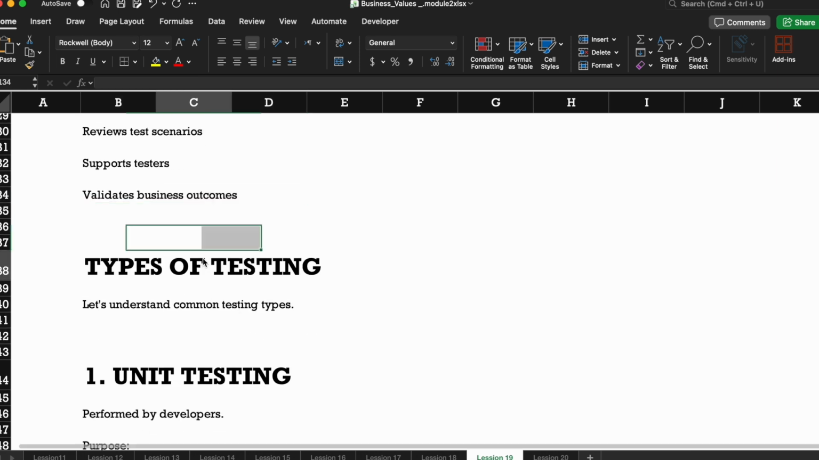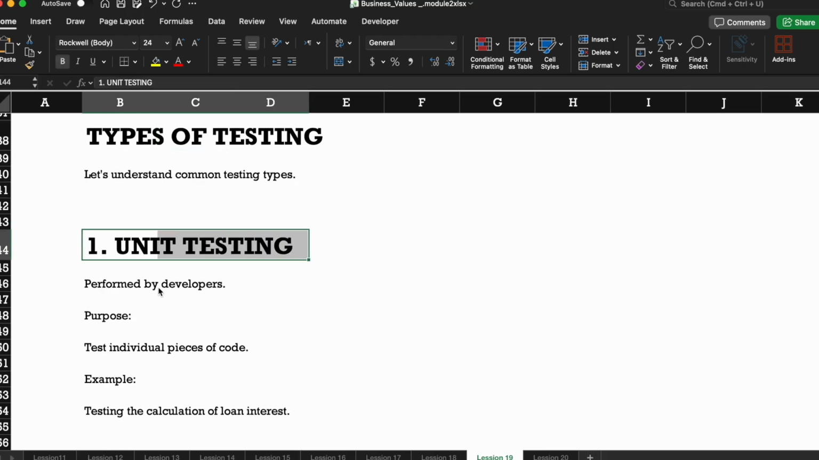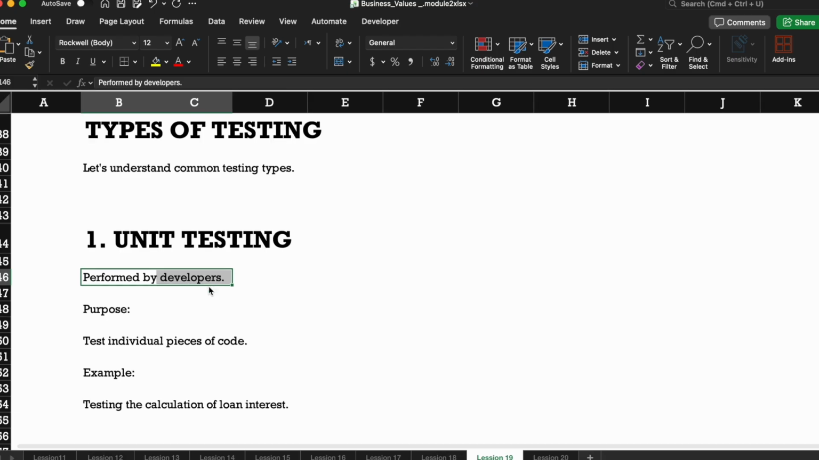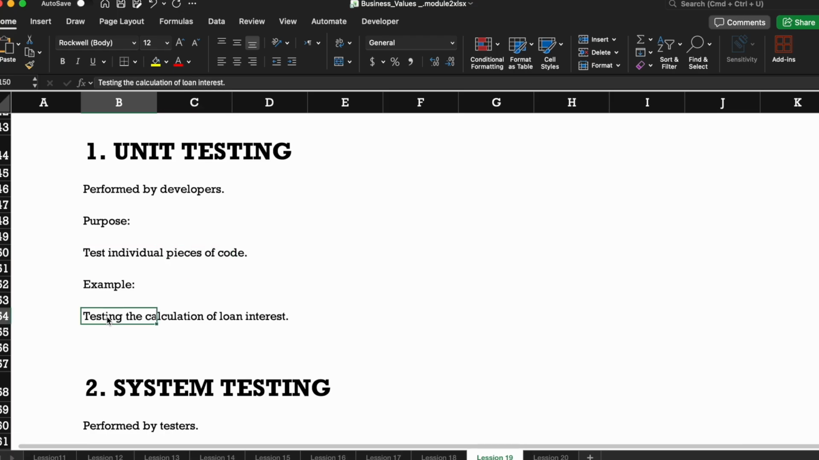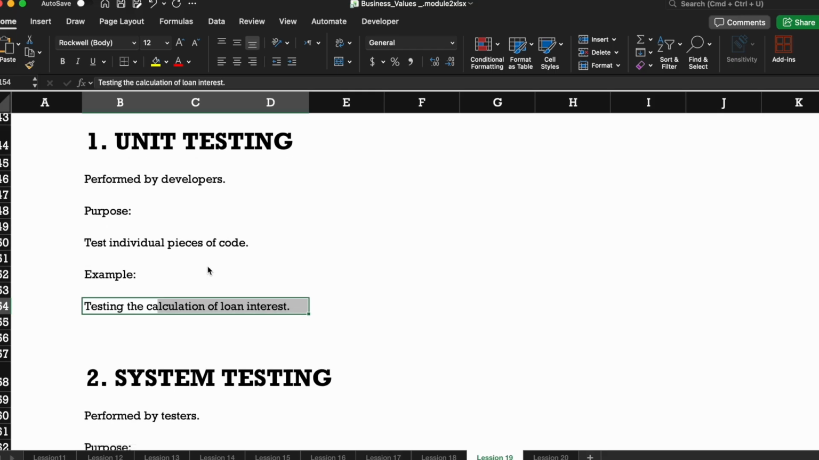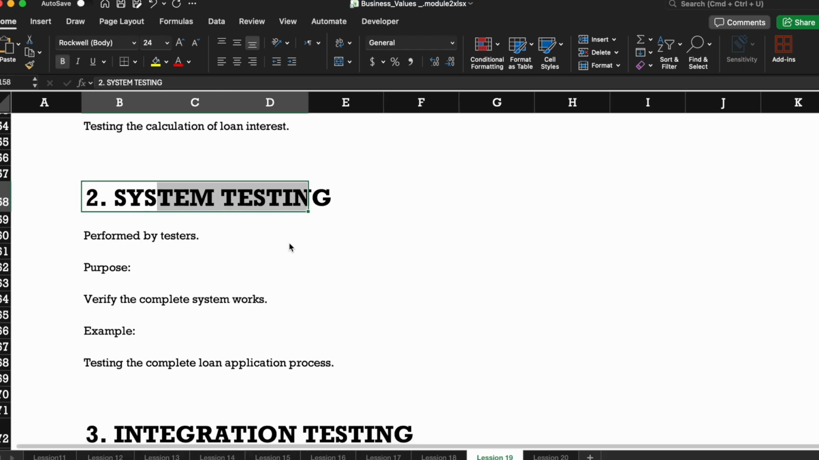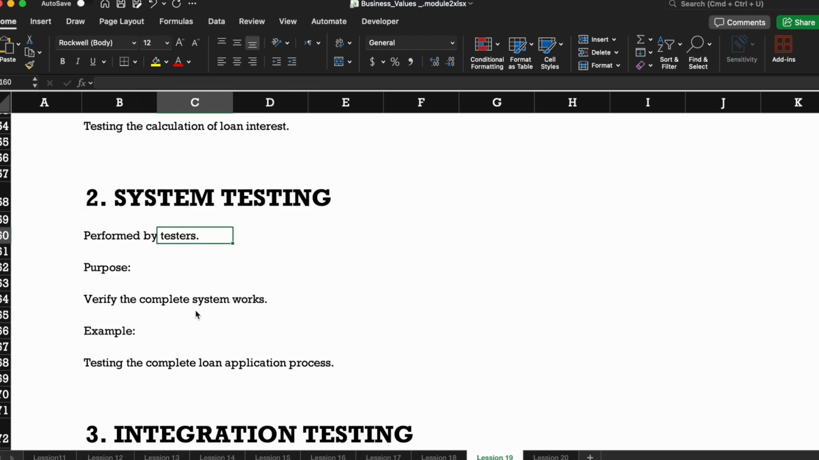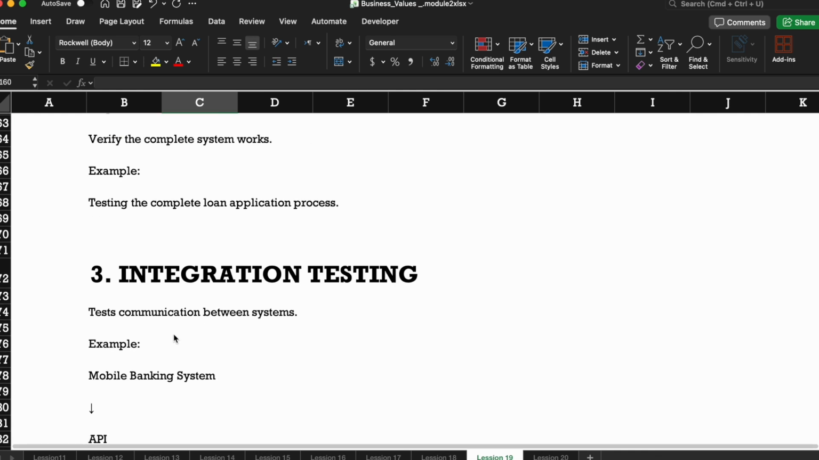Let's understand common testing types. Unit testing is performed by the developer. Once the developer develops a small feature, the purpose is to test an individual piece of code, for example testing the loan interest calculation. So with a small piece, the developer first validates whether it's working or not before moving forward. System testing is performed by the tester to verify that the complete system works. Example: testing the complete loan application process.